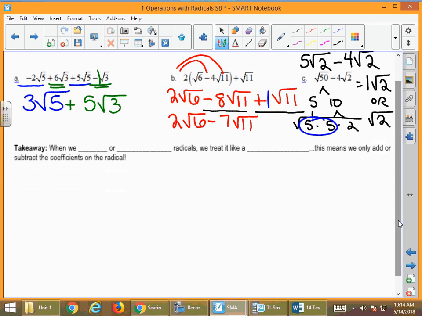So the takeaway: when we add or subtract radicals, we treat the radical like a variable, like the x squareds that we had at the very beginning, like the y's at the beginning. This means we only add or subtract the coefficients. We keep the radical.